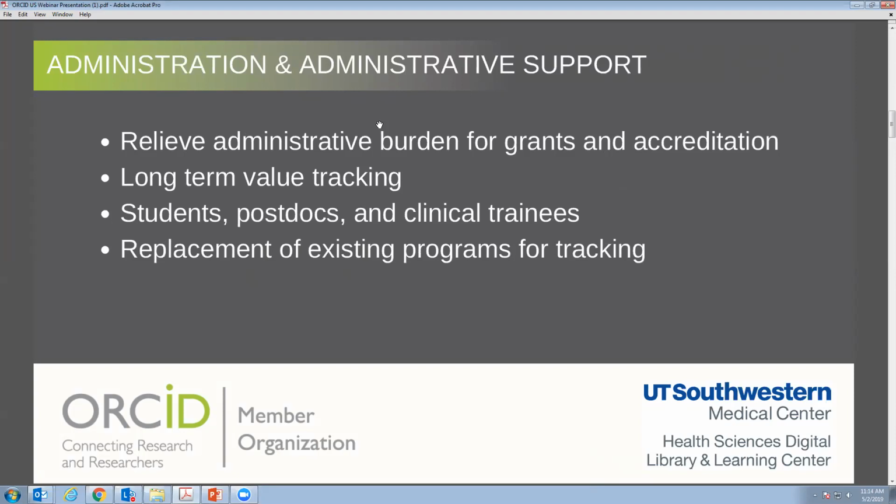But what's really important about ORCID, which isn't always stressed in the promotion aspects, and is really central to getting institutions to buy into it, is the ability to potentially relieve administrative burden for accreditation and grants reporting.